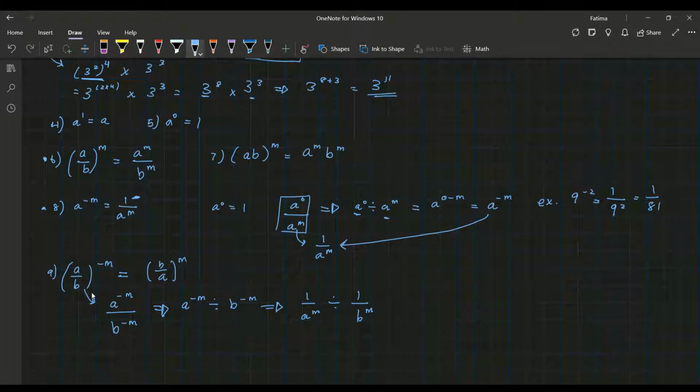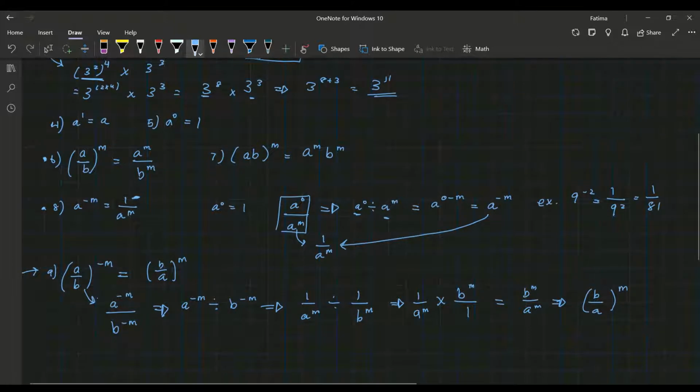Now fraction division, if you don't know how that is done, I have a video explaining it and you should check that out. So you would have to keep the first fraction the same. So it would be 1 upon a to the power m. The division would change to multiplication and you would reciprocate the second fraction. So it would be b to the power m upon 1. Essentially, it would be b to the power m upon a to the power m, which can also be written as b by a whole to the power m, which is what I've stated here in rule number 9.